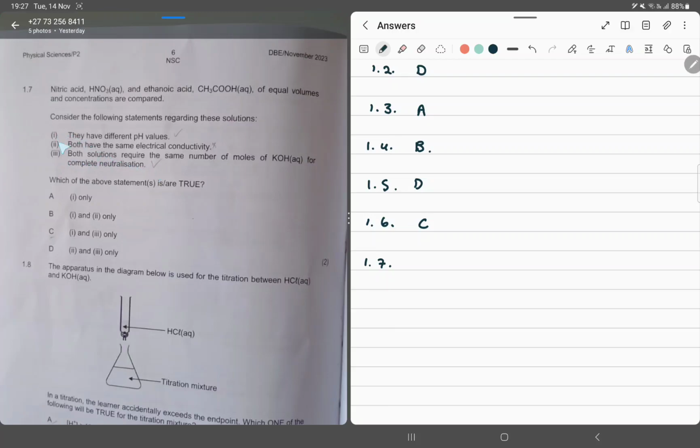So that means the two answers are 1 and 3. Which of the above statement or statements is or are true? Obviously, we can see that 1 and 3 are correct. So that's C. So my student nailed this one.